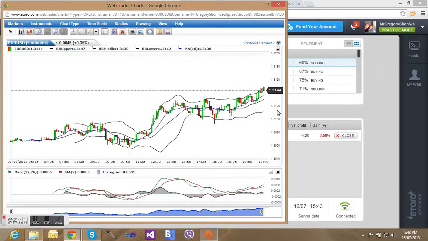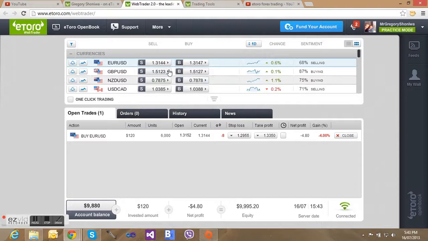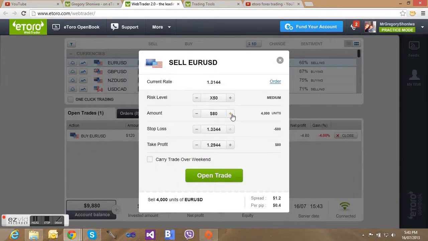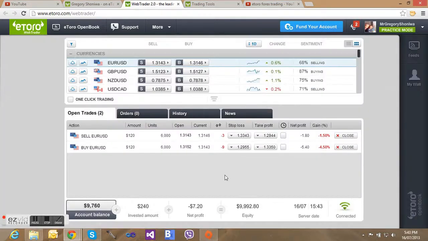But I think it looks like it's going to go down, so because it's not really real money, let me just put a sell there so that I can see whether I'm going to make a profit on the downward trend. Okay, so I've made 2 trades.